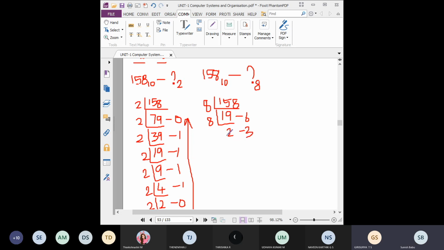Can you divide by 8 again or not? No, sir. This is less than 8, so we can stop here and collect all the remainder values. What is the answer? 158 base 10 is equal to 2, 3, 6 base 8. You should not call it 236; only decimal numbers can be called by combining all the values. For all other number systems you have to call one character at a time. Students understood?